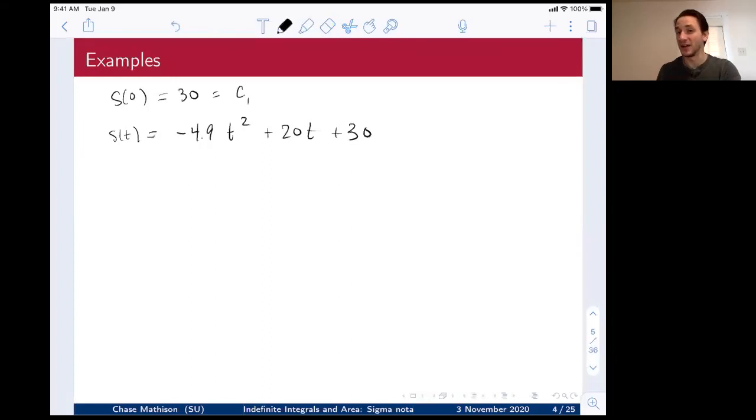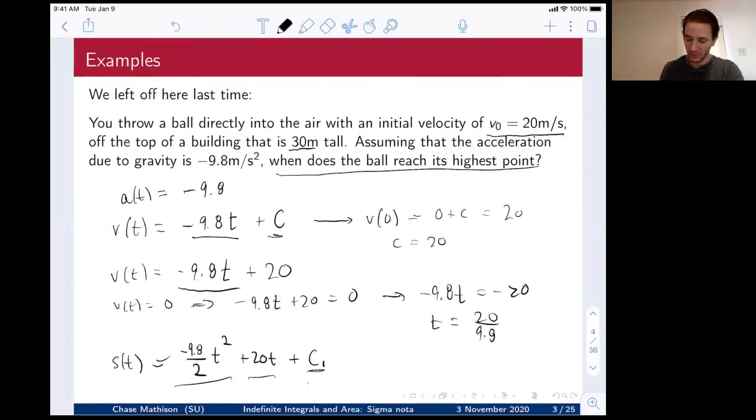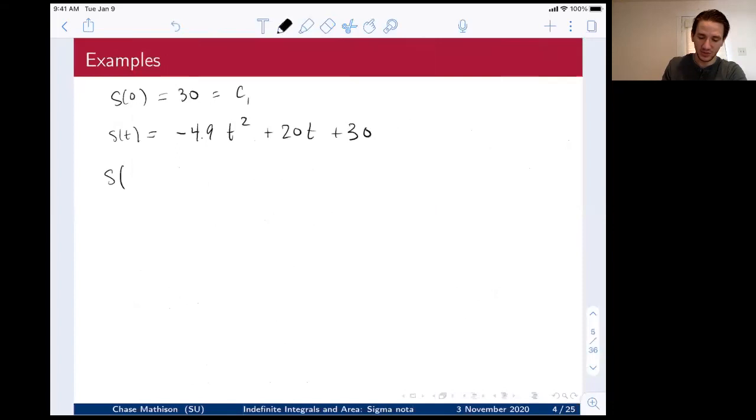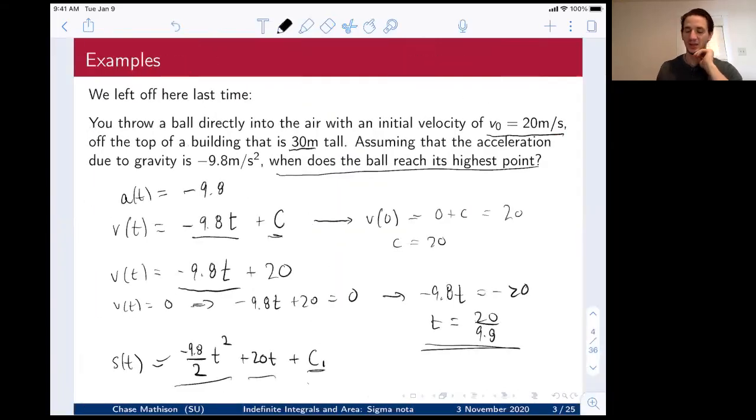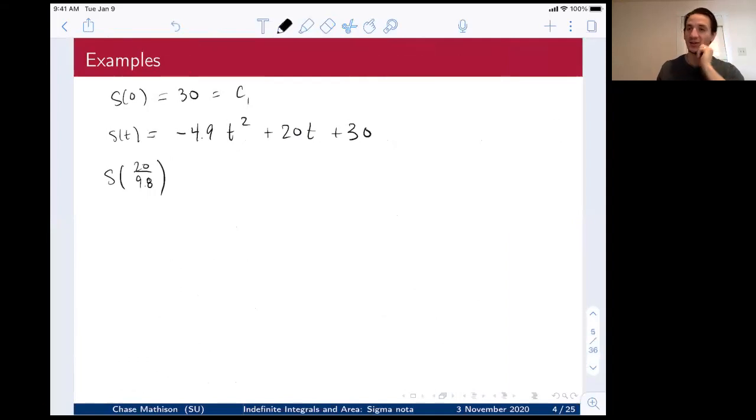And so again, if you wanted to find out the highest point that the ball reaches, that's going to be s of, well, the ball reaches its highest point at t equals 20 divided by 9.8. So s of 20 divided by 9.8 tells you what the highest point is that the ball reaches. But I didn't ask you for that, so if you want to find this, you can, but we don't actually need to. The true answer is t equals 20 over 9.8 seconds.